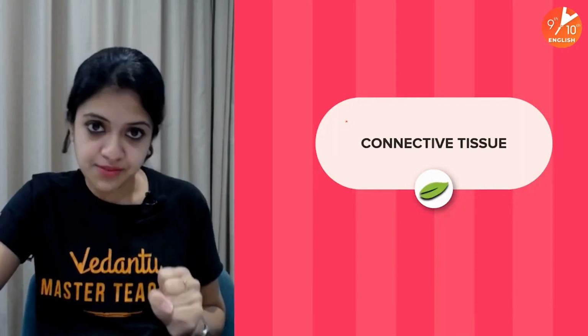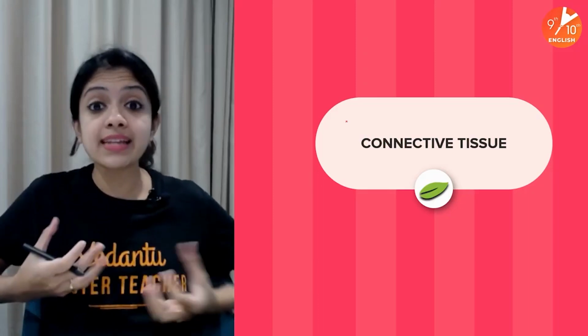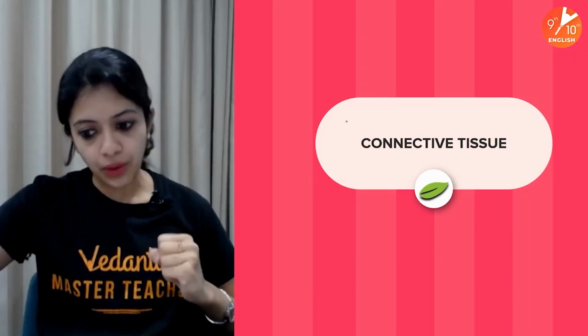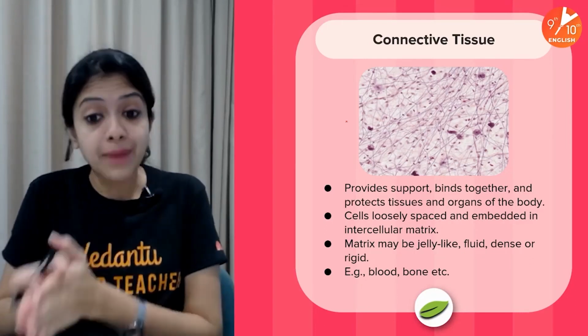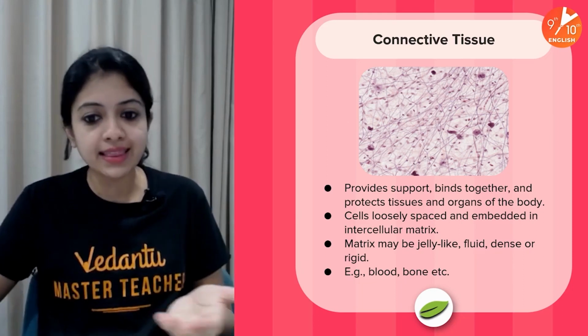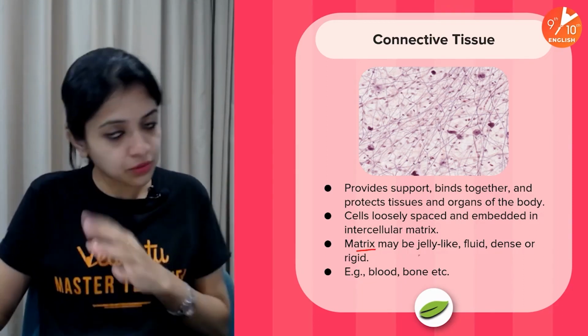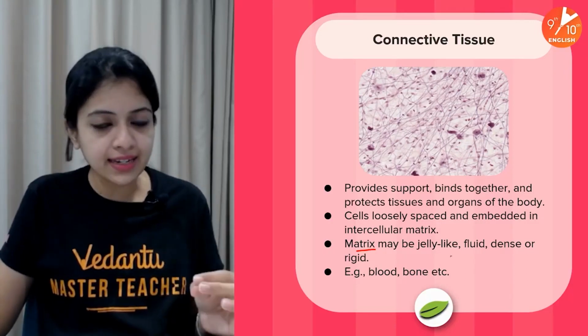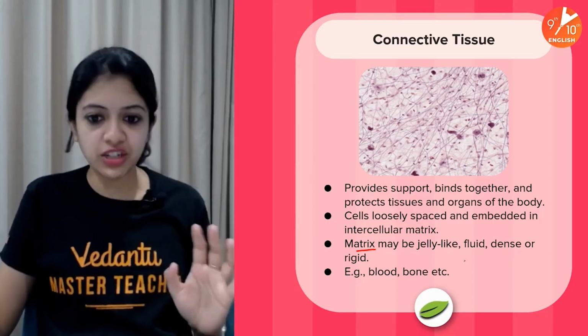Now coming to connective tissue. Connective tissue, just as the name indicates, helps in connecting the different body parts. So what does it do? It provides support, binds together, and protects tissues and organs of the body. We can actually say that connective tissues are made up of matrix. Now this matrix may either be jelly-like, or it may be entirely fluid, or it may be dense or rigid.